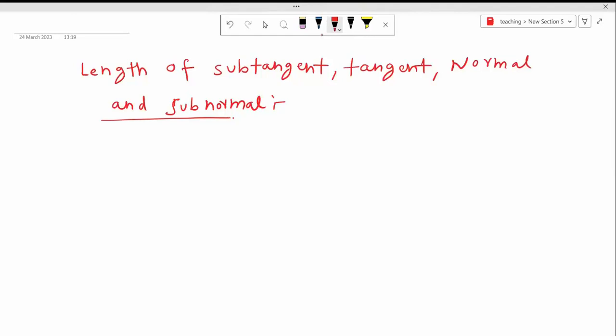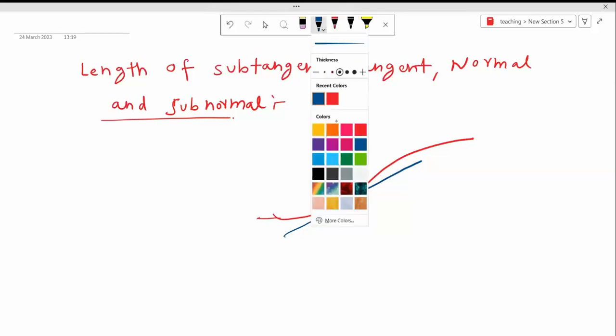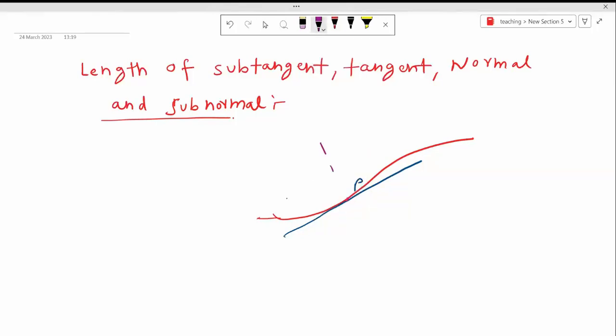So first we draw a graph of f(x), which looks like this, and we take a point P and draw a tangent at this point. This point is P, and the normal at this point is drawn like this. Okay, let's give names to these things. This is CD, this is AB, and this is our function f(x).